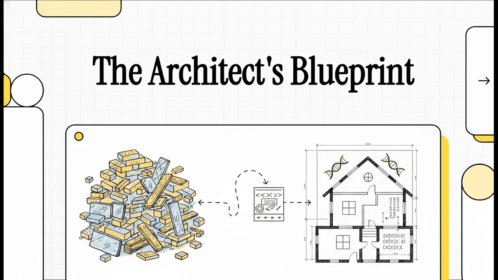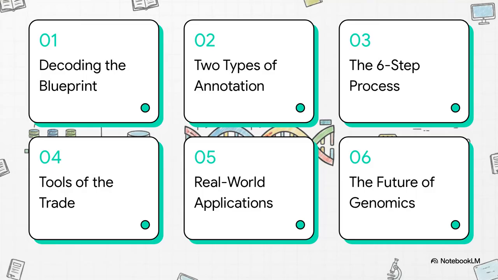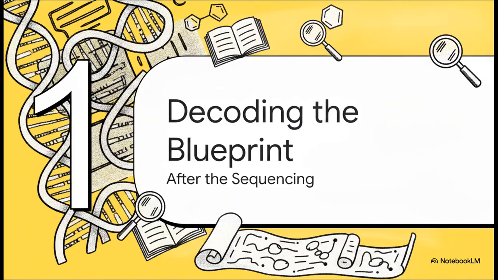So today in this explainer, we're going to transform that raw data into a highly structured, meaningful biological blueprint. We are talking about the absolutely fascinating science of genome annotation. Here's our quick roadmap for today. We're going to cover decoding the blueprint, the 2 types of annotation, the 6-step process, tools of the trade, real-world applications, and finally, we'll look at the future of genomics. So let's kick things off with Section 1, Decoding the Biological Blueprint.